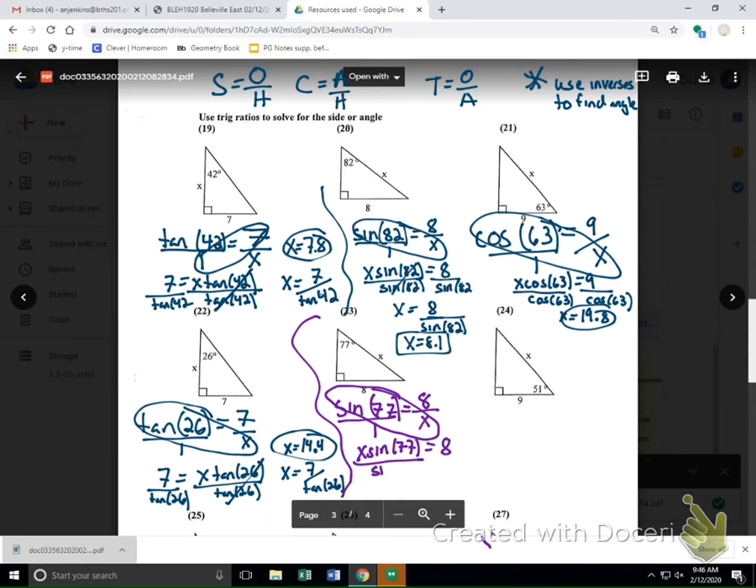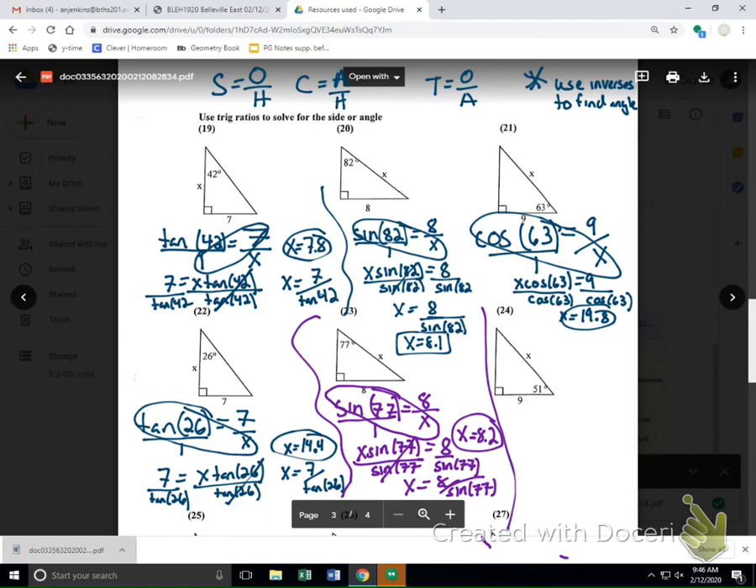Same steps as the last 4. Divide by sine of 77. We end up with x equals 8 divided by sine of 77. What is 8 divided by sine of 77? Can you say it one more time? 8.2. Thank you. Okay, I'm going to give you a second to catch up.